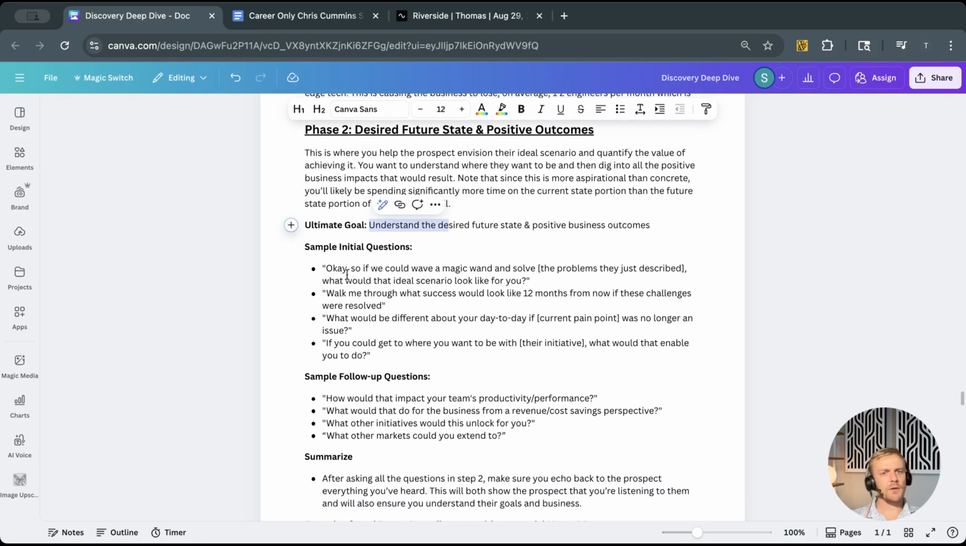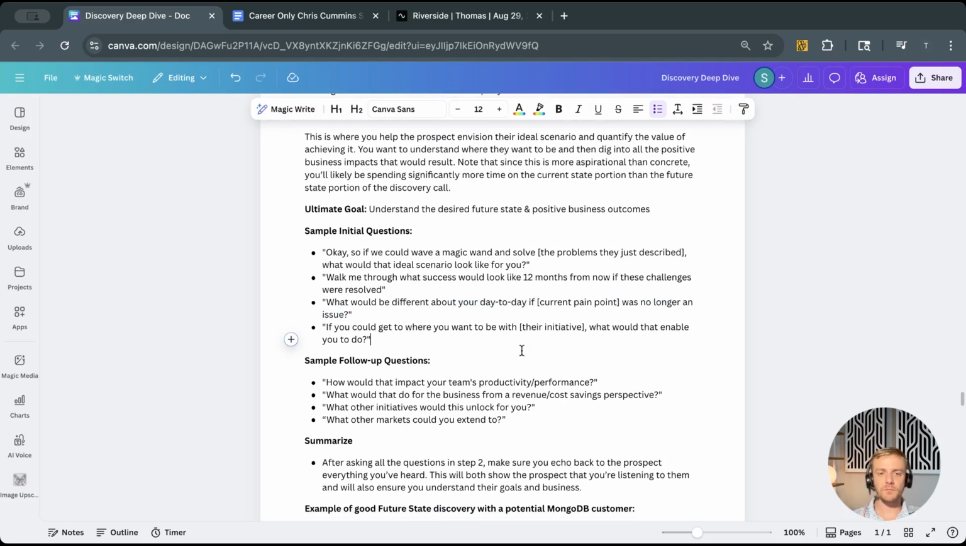Okay, so here could be simple questions. What if we could maybe wave a magic wand and solve all the problems you described? What would the ideal situation look like to you? Walk me through what success would look like in the next 12 months. What would be different about your day-to-day, etc.? And follow-up questions could be, how would that impact your team's performance? What would that do from a revenue savings perspective? So you're quantifying all the good stuff. Like you fix this, you have your dream world. What other good stuff happens after you achieve your dream state? What other markets could you expand to?